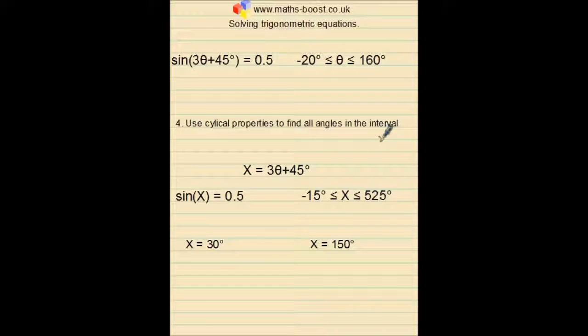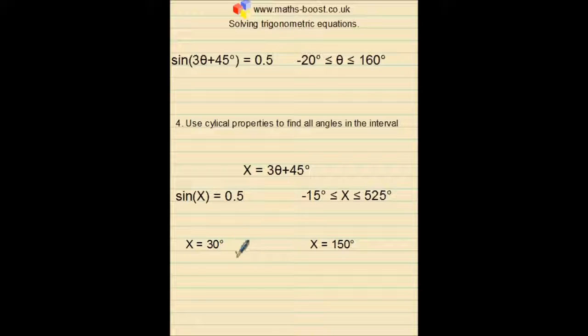Step 4 is to use the cyclical properties of the trigonometric function in question. We know that the sine and the cosine functions repeat every 360 degrees, so solutions will repeat every 360 degrees. In the case of tan, however, solutions repeat every 180 degrees. But since this is sine, we'll add and subtract multiples of 360 degrees to both the calculator angle and the partner angle until we're sure we've covered the interval that we're given.